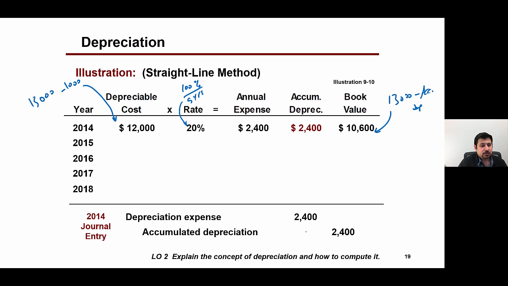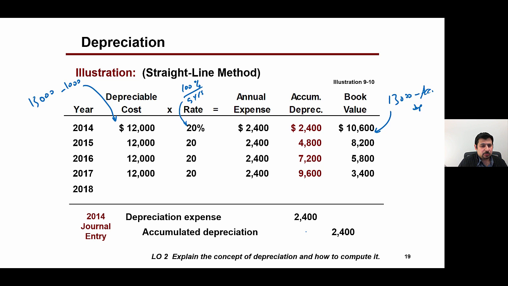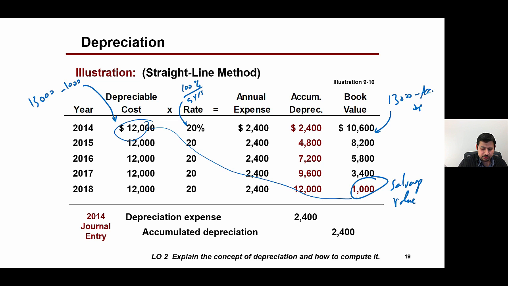Here, 2015, the depreciable cost will always be the same. The same thing will happen here. Accumulated depreciation will be the two depreciation expenses. Again, the book value here will be 13,000 minus 4,800. And we continue like that until the end of the last year. And here, as you can see, this is the salvage or residual value, the salvage value of 1,000. As you can see, this one plus this one will be 13,000.